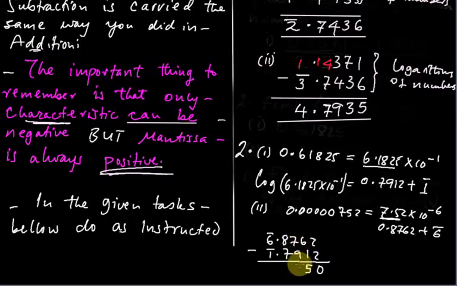17 minus 9 is 8. We have 7 here, so 7 minus 7 is 0. Bar 6 minus bar 1 is the same as bar 6 plus 1, so this gives you bar 5. So this is your last answer. This is what you are supposed to do.